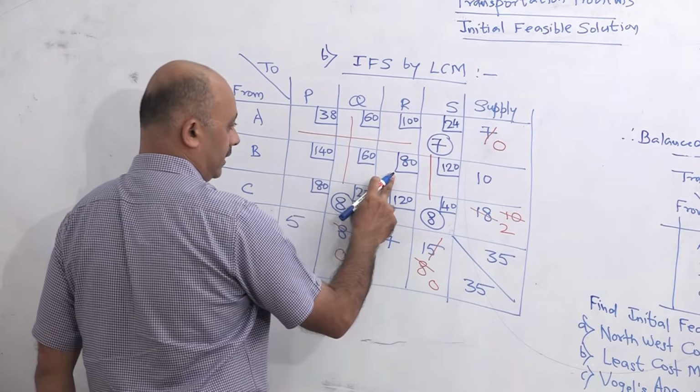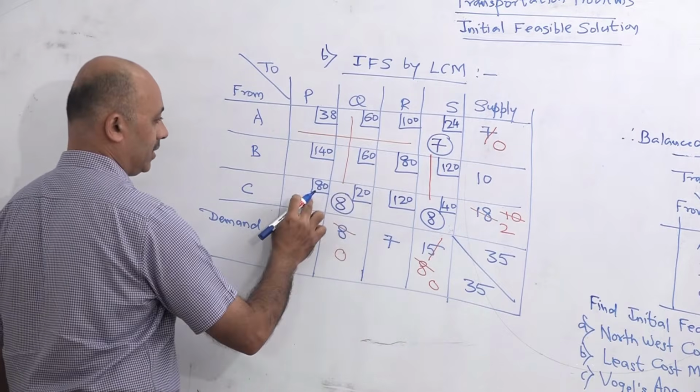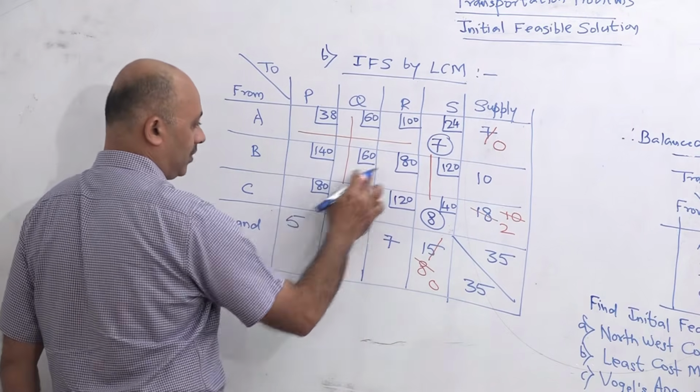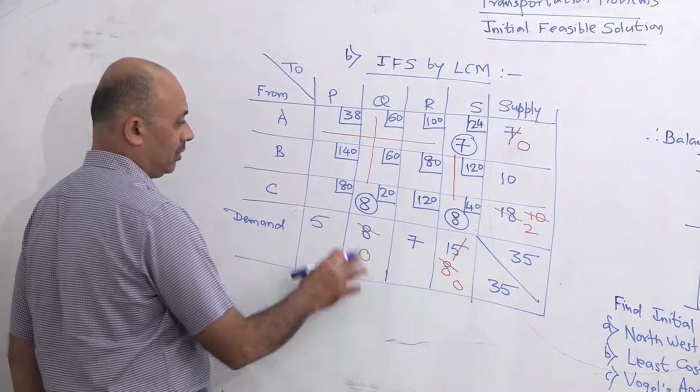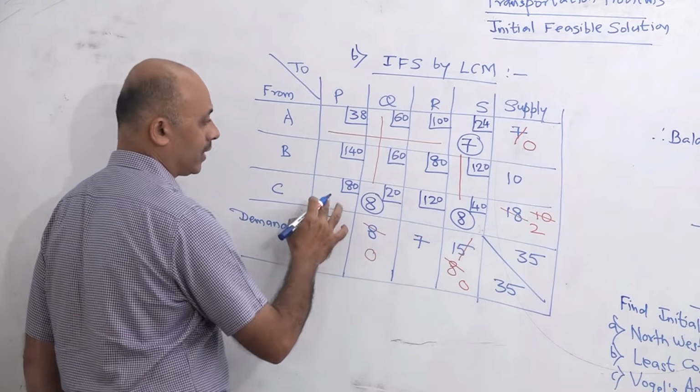Now 140, 80 and 80, 120. So now the minimum cost is 80 and there are two 80s. So how to decide which 80 to give? The thumb rule is you should give allocation in that cell where you can give a higher value.